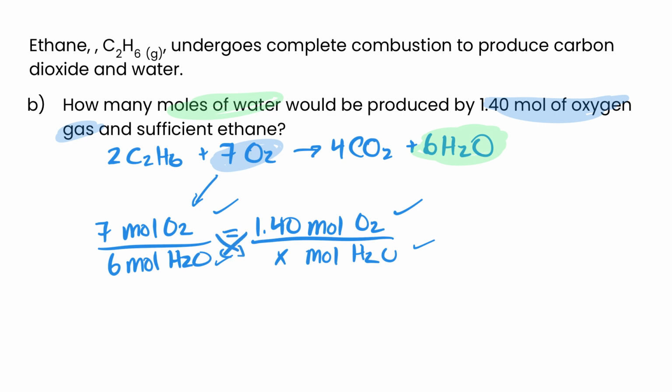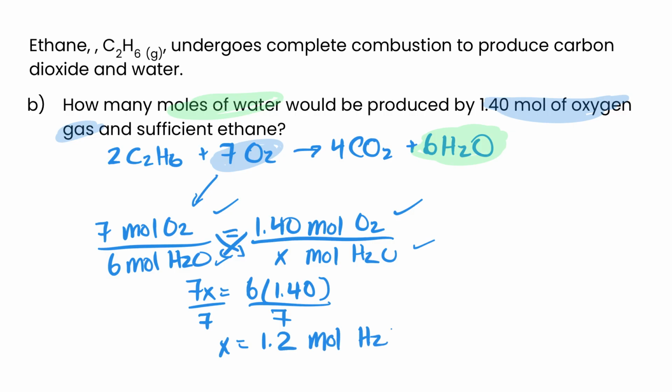We can cross multiply. So 7 times x is 7x. And then we've got 6 times 1.4. And so if we do that, we divide both sides by 7. X is going to give us 1.2 moles of water produced.